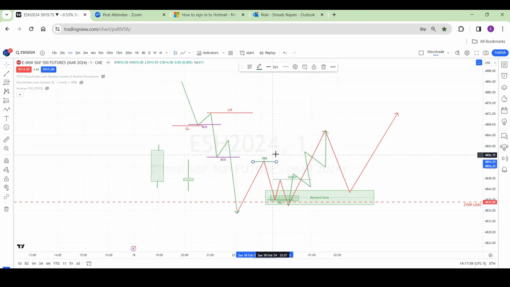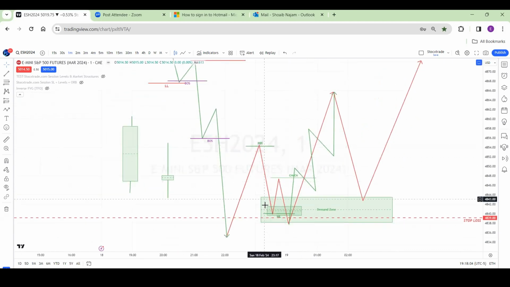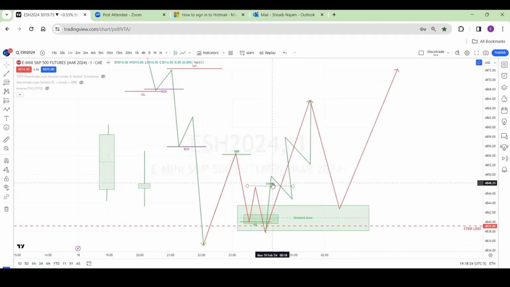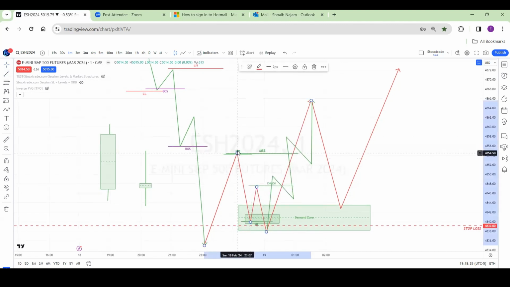So what is the change of character? Once the market is coming down, and after that it will show the indication that okay, now the sellers have been exhausted and the market wants to go in a bullish direction, then the first area from where the price will show you a reversal is the change of character. Okay, how we can identify it in the chart, we will see in a little bit of time. So this is the change of character. This is your market shift. Okay, so this is the difference between change of character and the market shift.